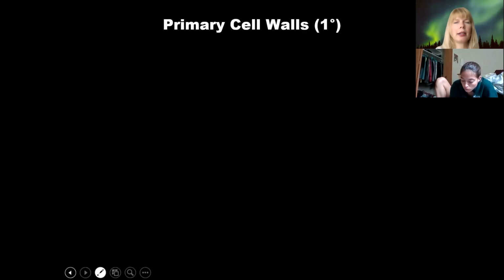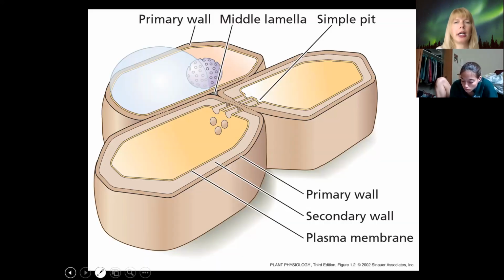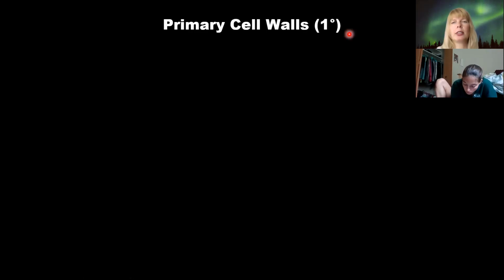Okay, so let's go back and give a little bit more information now about the primary cell wall. So you can see here it's the outermost cell wall and it's thinner than the secondary. We tend to abbreviate it as a 1 with a superscript degree symbol. And so that means primary.